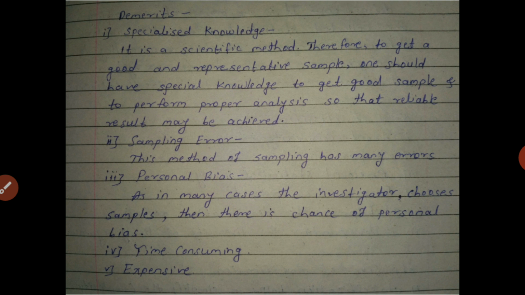Then sampling error. This method of sampling has many errors also. Then there is also personal bias, as in many cases the investigator chooses samples, so there is a chance of personal bias. Then it is also time consuming and expensive. So these are some demerits of sampling. So this is about the merits and demerits of sampling, and this is all about this chapter, that is sample and sampling. I hope this will help you.